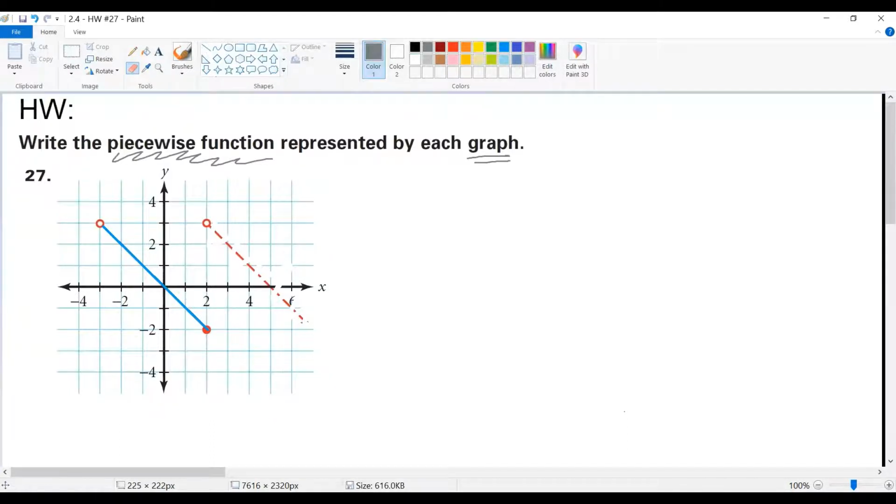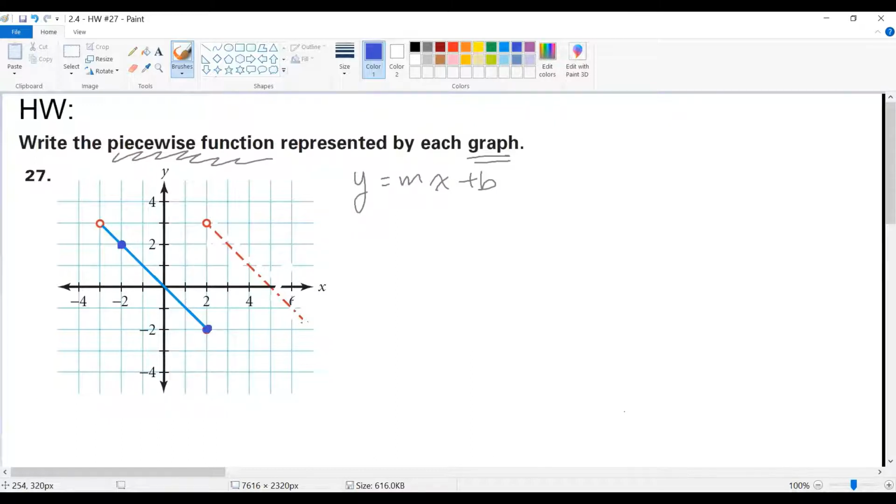When we're taking a look at this first graph, we can see that it's a linear equation, meaning we want some equation in the form of y equals mx plus b. So let's try to figure out what our slope is. We just want to grab any 2 points on the graph. We can pick this point here because it's clearly on the graph, and this endpoint here that's also clearly on the graph.